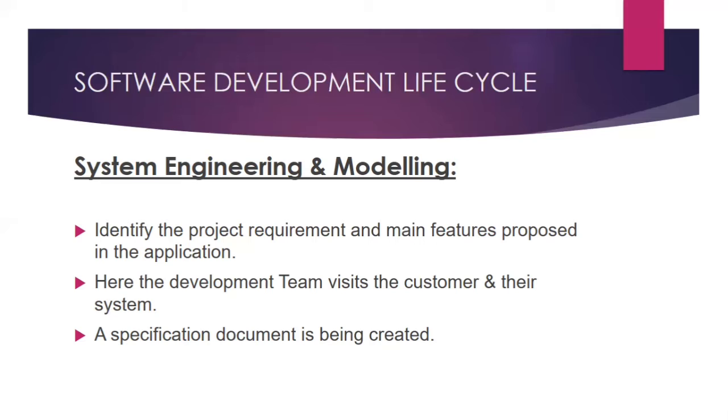Based on that, the development team will create a specification document, right? This specification document plays a major role, because going forward, the development of the software would happen based on this document itself. That is why the specification document is very important, because based on this document the customer and the development team have come to an agreement that so and so features are to be developed in a particular software.